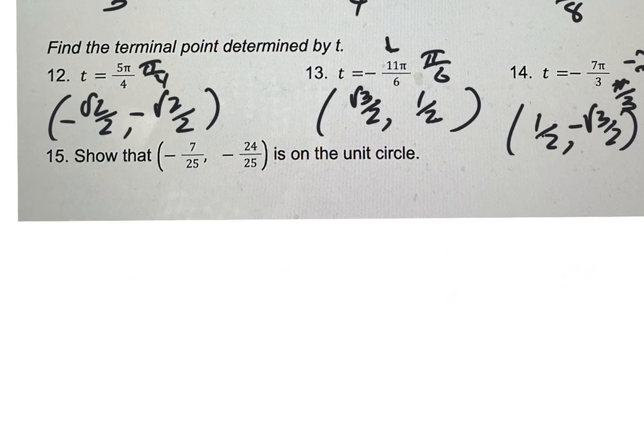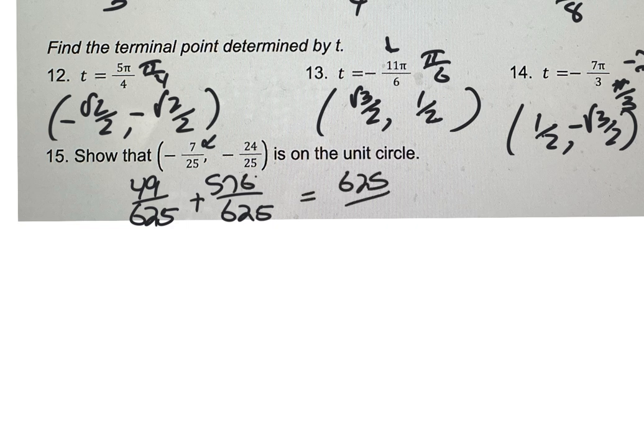15, show that this is on the unit circle. Now, saying it is on the unit circle, you've got to prove it. If it's on the unit circle, that means you should be able to square both of these, add them up, and get 1. So if I square 7/25, even if it's negative, if you square a negative, it becomes positive. I get 49 over 625. If I square this one, also 625 on the bottom, 24 squared. Let me punch it. I think it's 576, yes. What that shows me is I get 625 over 625, which equals 1. 1 is the unit, all right, of the unit circle.